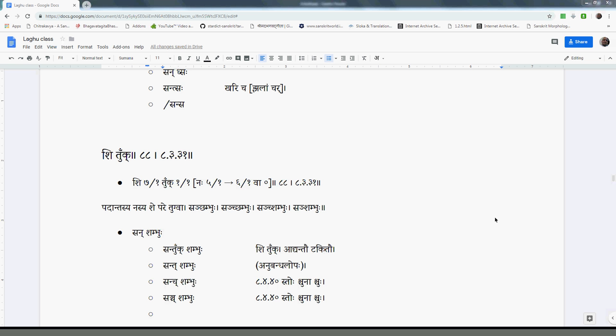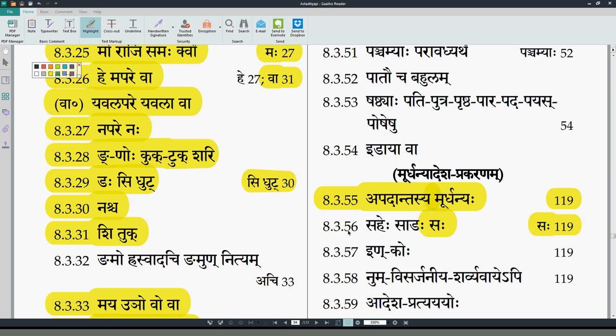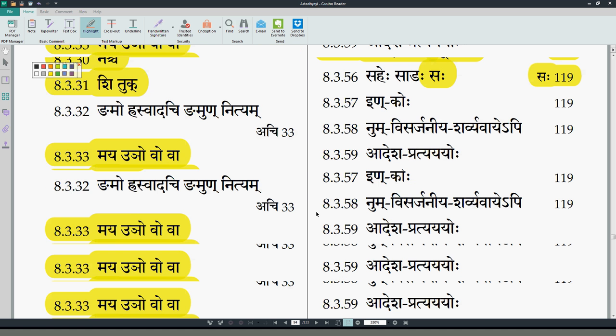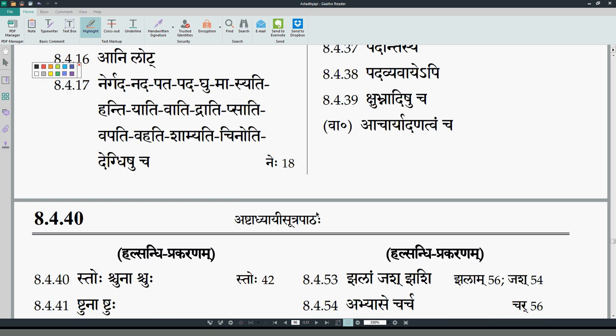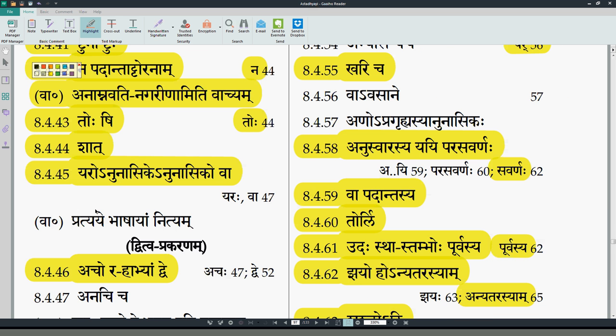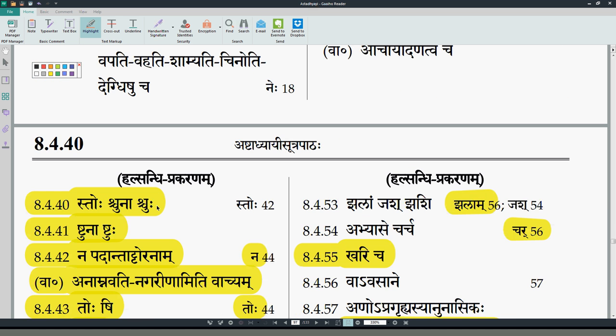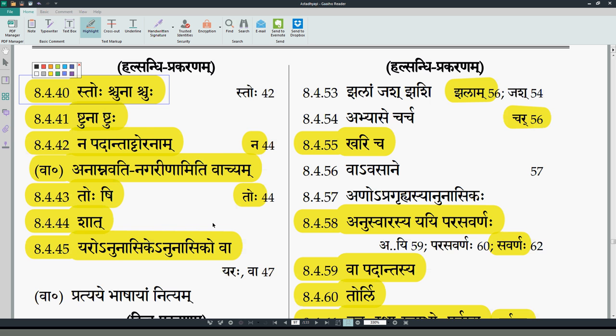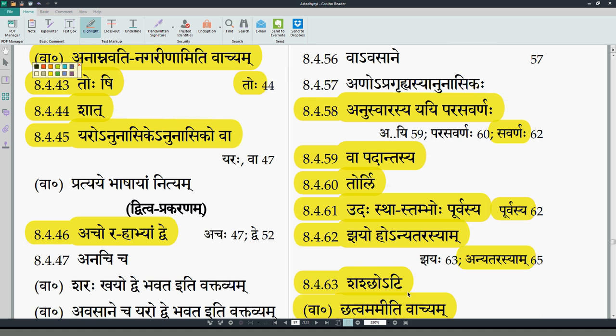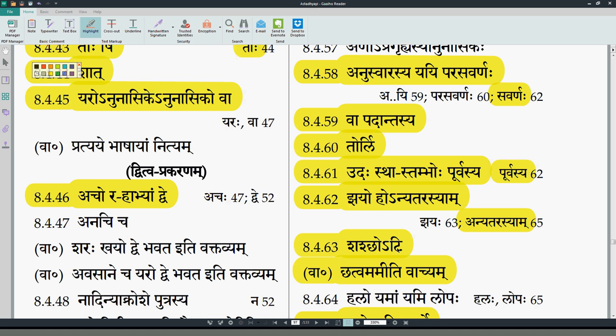Shashchoti. So look at the sutra pata. See, Stosh Chunashchu is here in Ashtadhyayi. This Stosh Chunashchu sutra, we have applied twice. Further, when you go down, there is Shashchoti. You have seen this Ati Pare or Ami Iti Vachyam. Ati or Ami. It should have been said Ami.